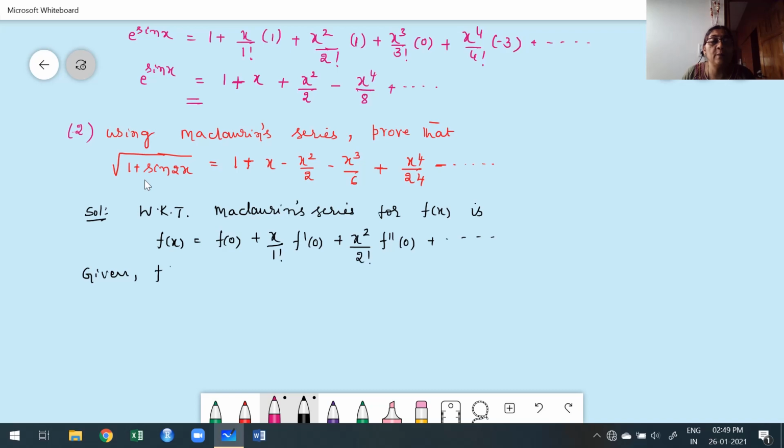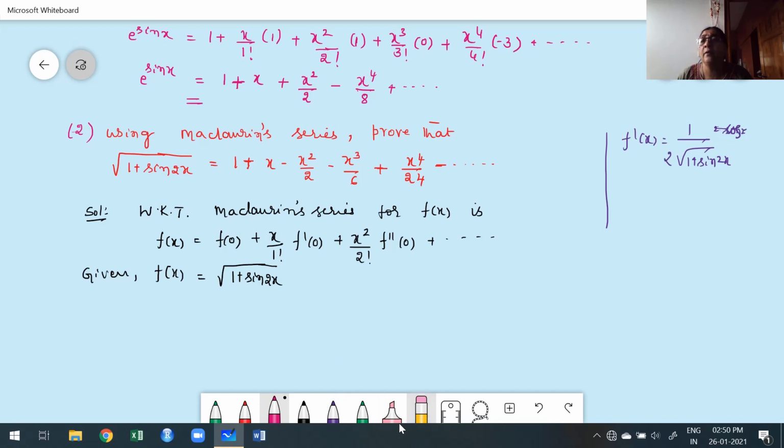What is our given function? Given function, I'm going to take as the corresponding f of x: root of 1 plus sin 2x. Don't find the derivative directly. Why? Because suppose you find the derivative directly, what happens? Derivative of this root of 1 plus sin 2x into derivative of sin 2x, which is 2 cos 2x. Sorry, 1 by 2.